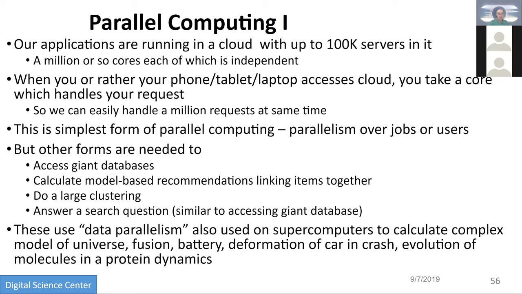And of course, we have a huge amount of parallelism possible, because we might have a cloud with up to 100,000 servers in it, and each of those can be doing part of the job. And a good example of parallelism is just people accessing the cloud from their phone or tablet or laptop. You take the set of people, you divide the people into groups, and each node, each core in the cloud, handles one person. So this is one form of parallelism. It's actually a pretty simple form, because each of those users can be processed independently.